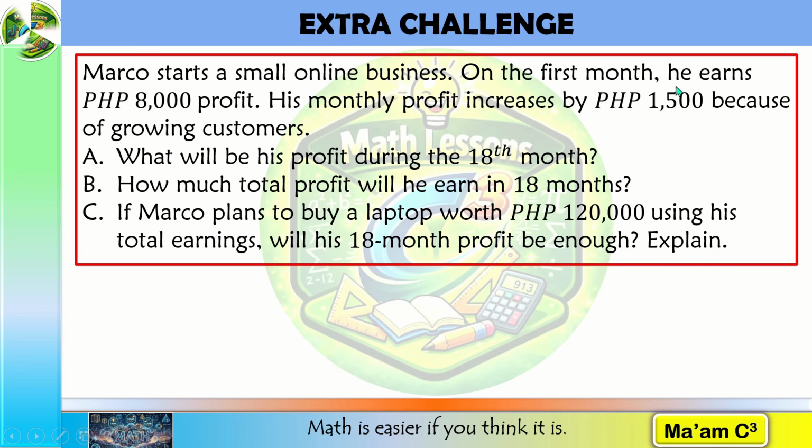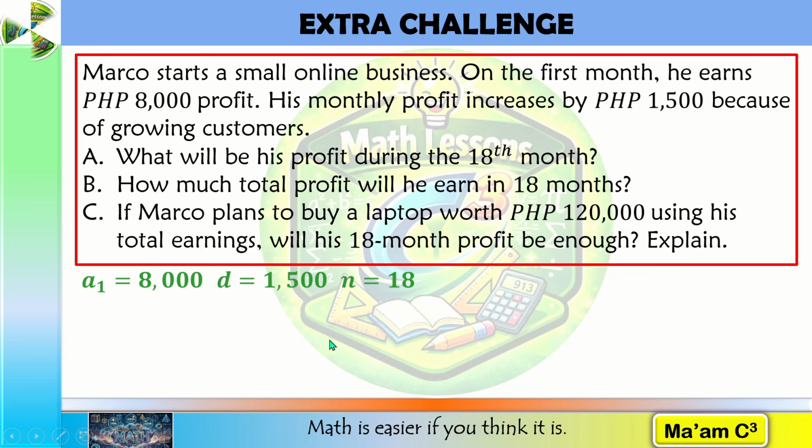On the first month, he earns 8,000 pesos profit. This will be our a sub 1. His monthly profit increases by 1,500. Increases monthly profit. This will be our common difference, 1,500. And letter A, what will be his profit during the 18th month? So our n is equal to 18.